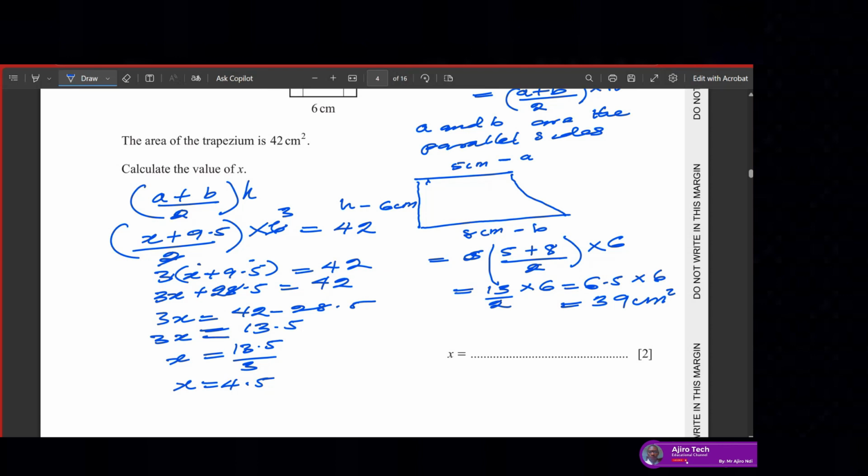On a scale of 1 to 10, how well do you understand this particular question where the value is missing? Yes, we may need to look at some of them more. We may look at that more maybe in the next class.